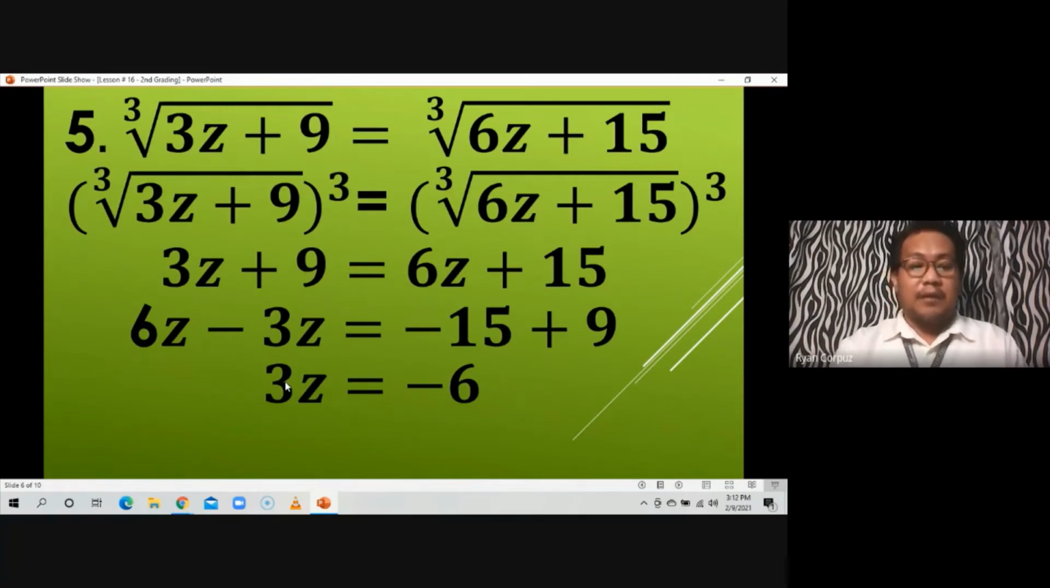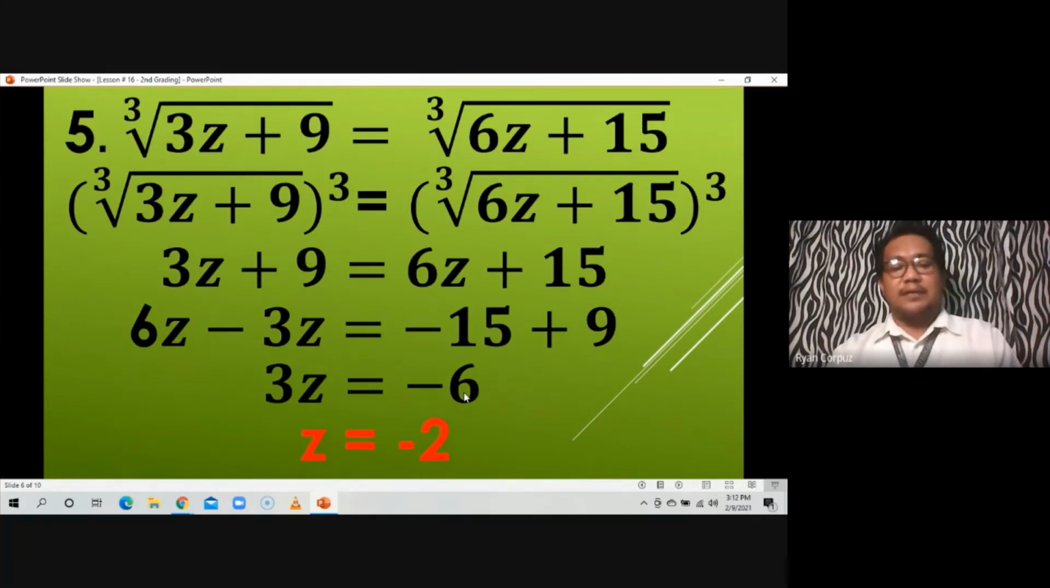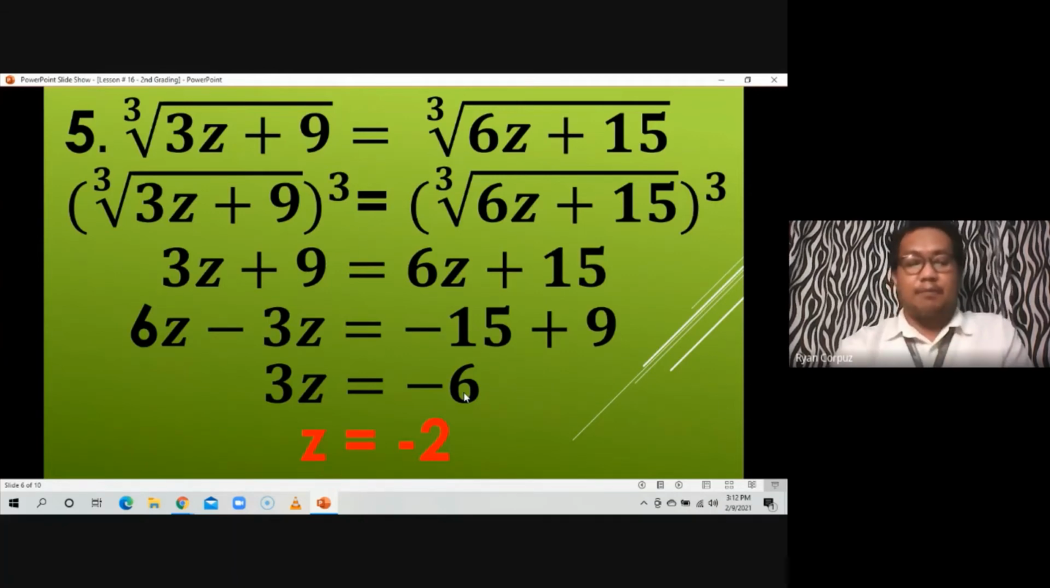So when we divide 3z by 3, what is left is z, while on the other side, when we divide negative 6 by 3, what will be left is negative 2. When we simplify it, the answer is negative 2. So that's why for number 5, the value of z is equal to negative 2. Did you get example number 5? So hopefully. Next example.